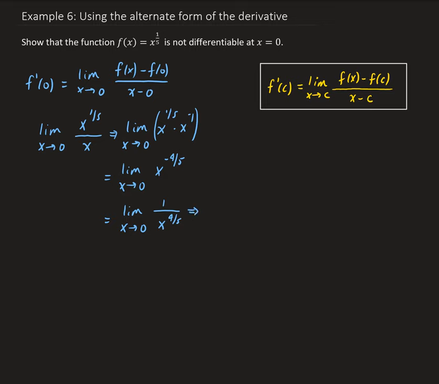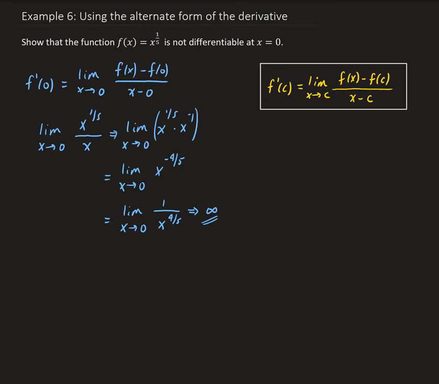As x approaches 0, we have a constant number divided by something getting smaller and smaller. So the overall result is going to give us infinity. One over something getting smaller and smaller means the overall result is getting larger. So we get infinity here. That tells us the limit is not approaching a finite value, so the limit doesn't exist.